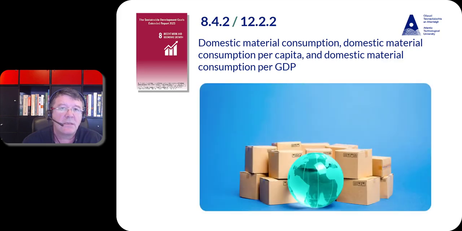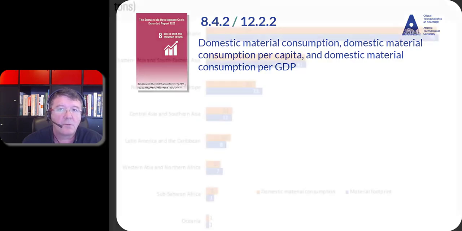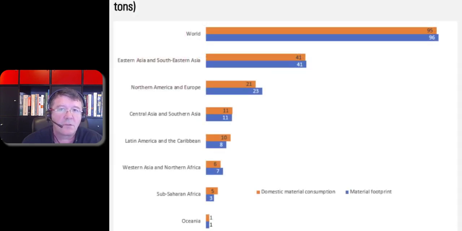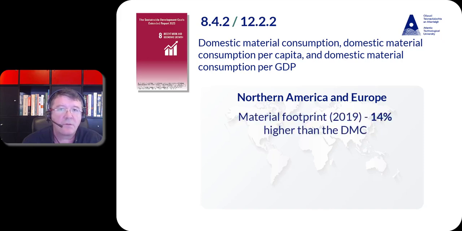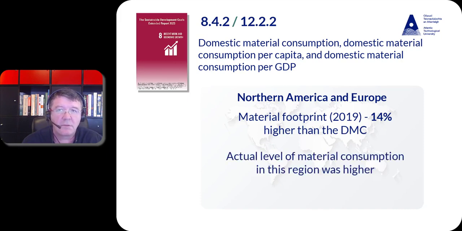In 2019, the global material footprint was 95.9 billion tonnes, close to the global DMC for the same year. Although the volumes of both indicators are quite close at the global level, the situation is rather different from region to region, and this is indicated in chart 1 there. In Northern America and Europe, the material footprint in 2019 was about 14% higher than the DMC, which indicates that the actual level of material consumption in this region was higher than it seems at first glance.